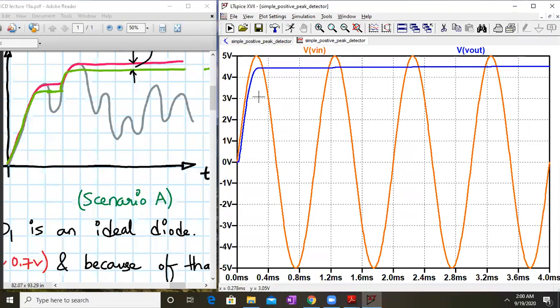Yeah, you can see over here. So it's actually around 0.7 volts. It is trying to reach the peak, but it cannot, because the diode drop is around 0.7 volts for a silicon diode.